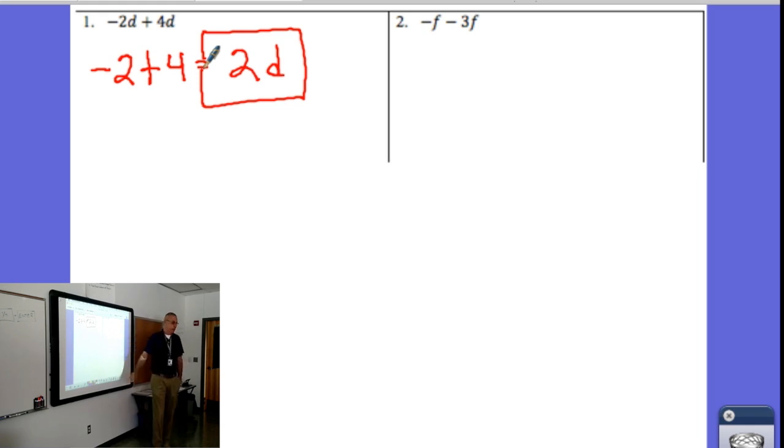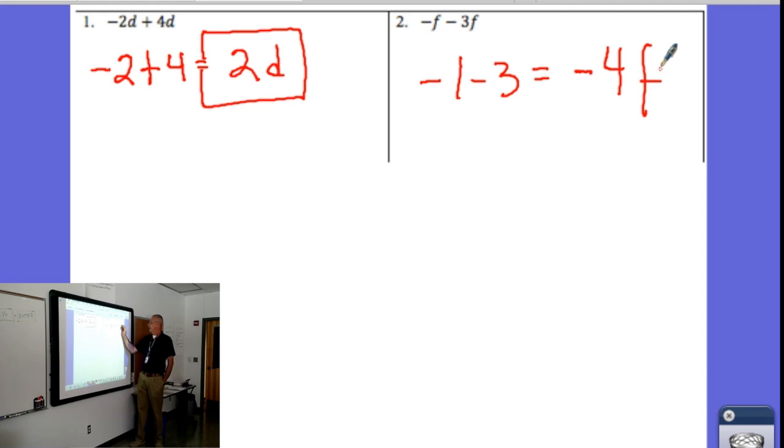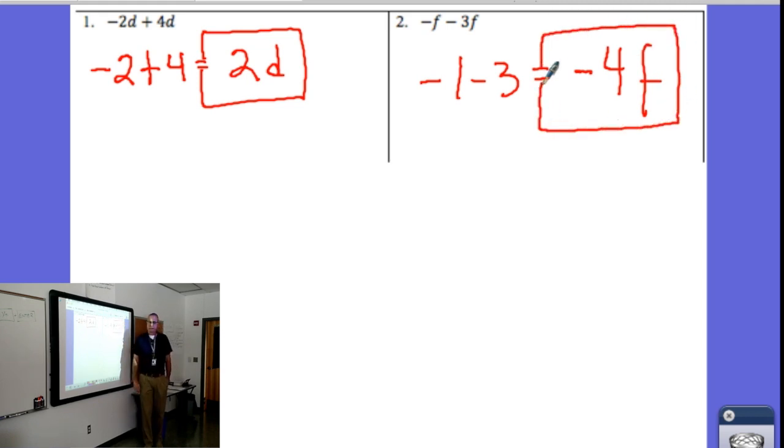How about the second one? It is 2 terms. Which one is the first one? Negative 1f minus 3f. So I have negative 1 minus 3, which is equal to negative 4f. Okay. Very easy, right? Wait till you see the next example.